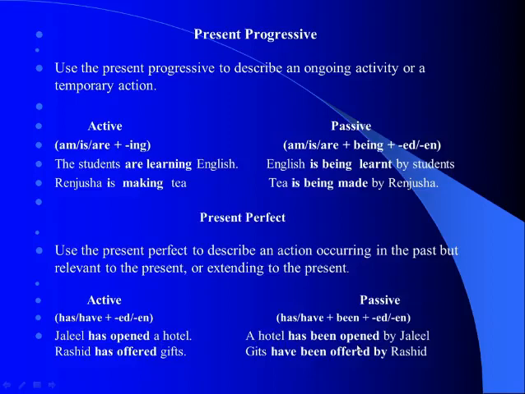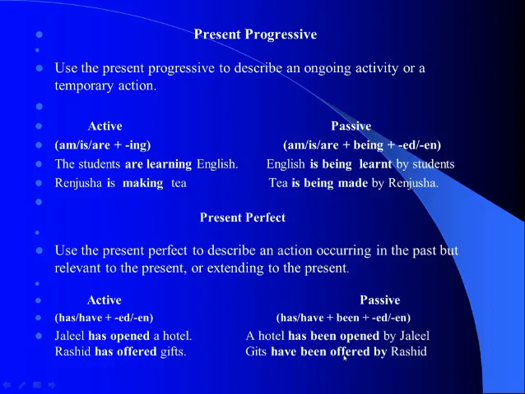Okay, no problem. There is no importance for this subject here. So this way also we can use: a hotel has been opened. This subject doesn't have any significance, so we can omit that word too. Without or with it, we can write passive voice. Okay. Rashid has offered gifts.